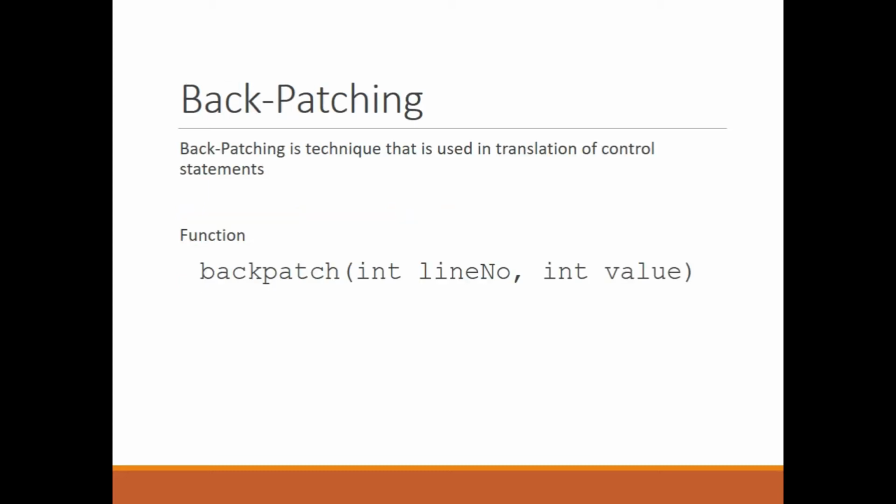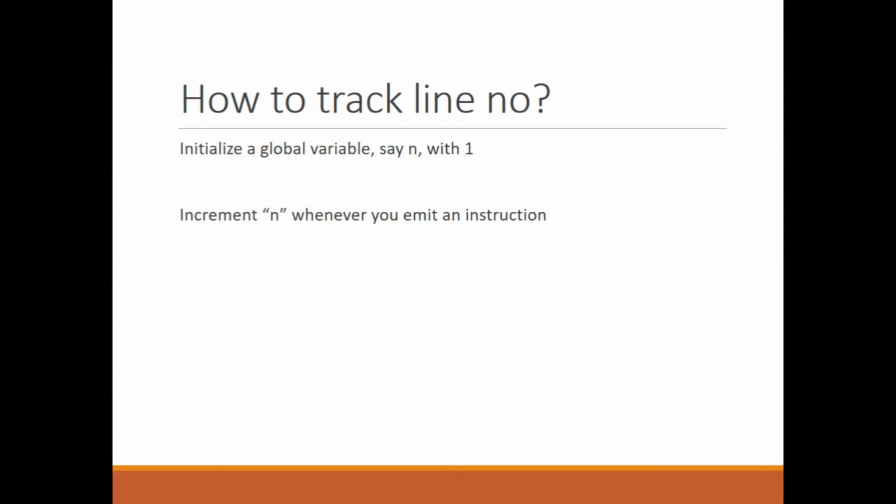Here in this slide, there is a simple backpatch function that takes in two arguments, a line number and a value, and it appends the value to the end of the line number that has been given to the backpatch function. To keep track of the line numbers, we take the help of a global variable named n, which has been initialized with 1, and after every emit statement, this global variable n is incremented.